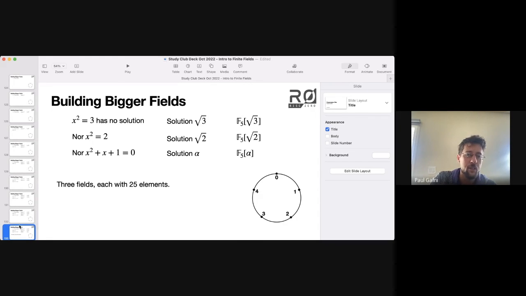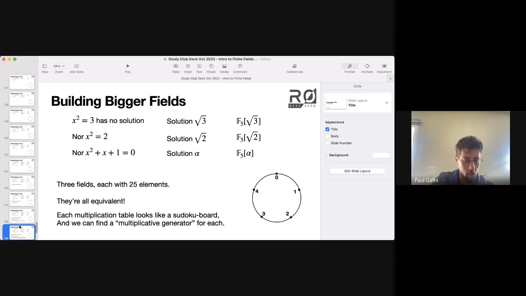And it turns out that these 3 fields are going to be essentially the same. What do I mean by essentially the same? I mean, their multiplication table is going to look like a Sudoku table. And if I rearrange it in terms of a generator, it's going to look like an addition table. So there will be a single generator in each of these groups. And by thinking of it as just the generator and the powers of the generator, I can think of them as equivalent.